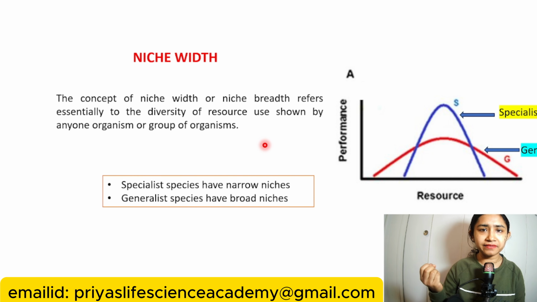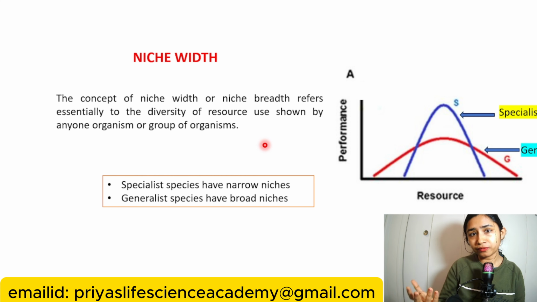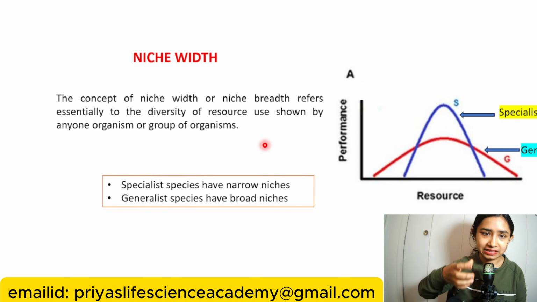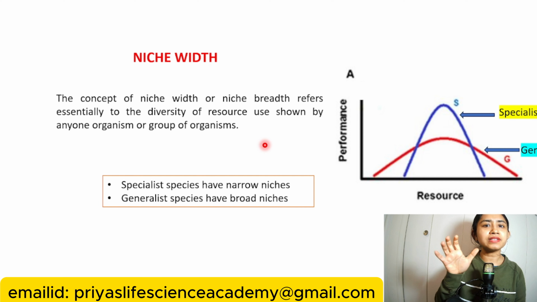For example, we Indians eat rice, dal, roti, sabzi, etc. That is our niche width. In foreign countries, people mostly are dependent on bread items. If I give an example of European culture, they are mostly dependent on bread, chicken, mushroom, these things. So the type of food we eat, or the diversity of resource we utilize, actually refers to our niche width or niche breadth.